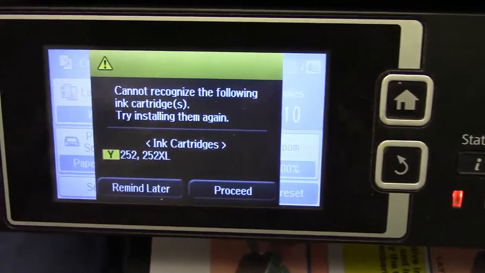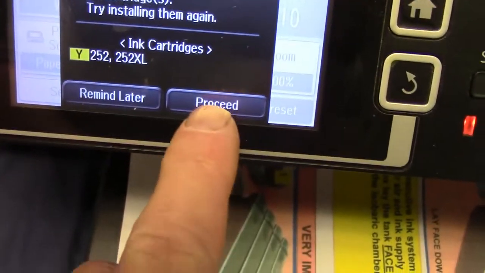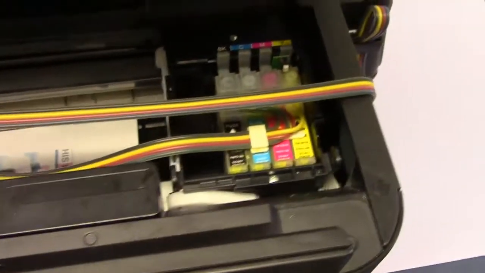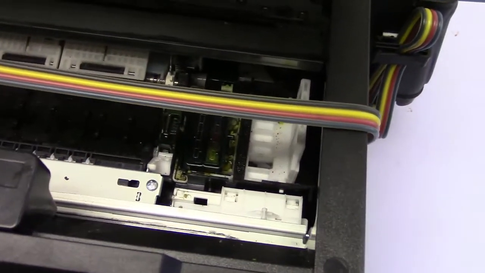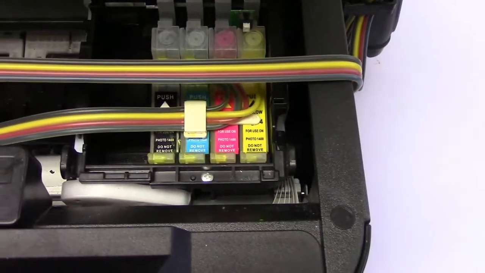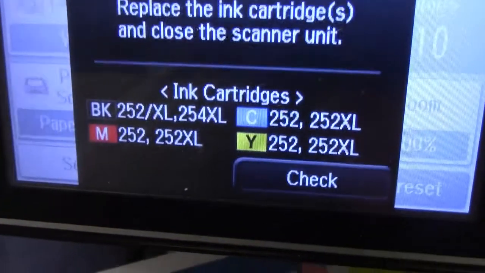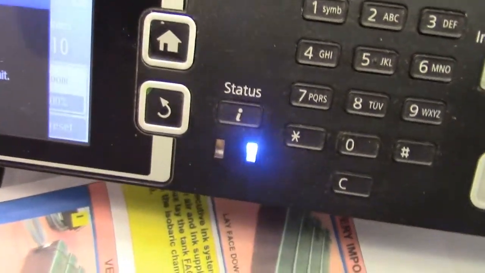Okay. Been running a lot of yellow and a little bit of red copy there, and it says, cannot recognize the following cartridge, proceed. So here's where you can reset your colors. Okay, open it up. It's going to come over. Okay. Please wait. Now I reach in and I'm going to squeeze it four times. And if you look over here, one, two, three, four, and press check. All right, close it.